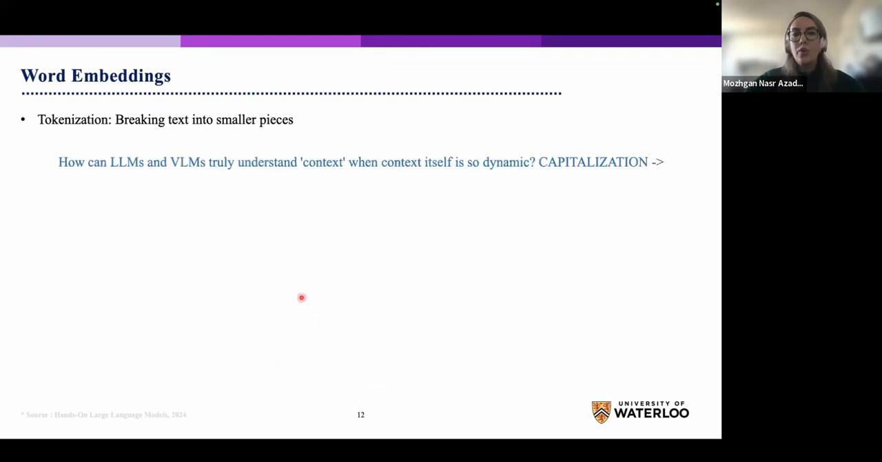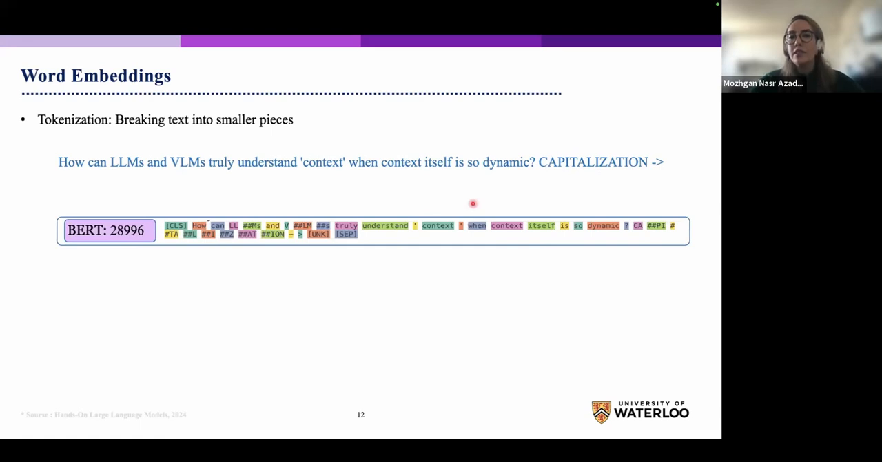Here I'm going to show an example of how this can be done in the real world. I'm using the blue sentence as an example: how can LLMs and VLMs truly understand context and so on? I also added a capitalization word, which I wrote fully in capital letters, and we'll see why, and also a special character at the end. And I'm using some tokenizers to see how this process is done.